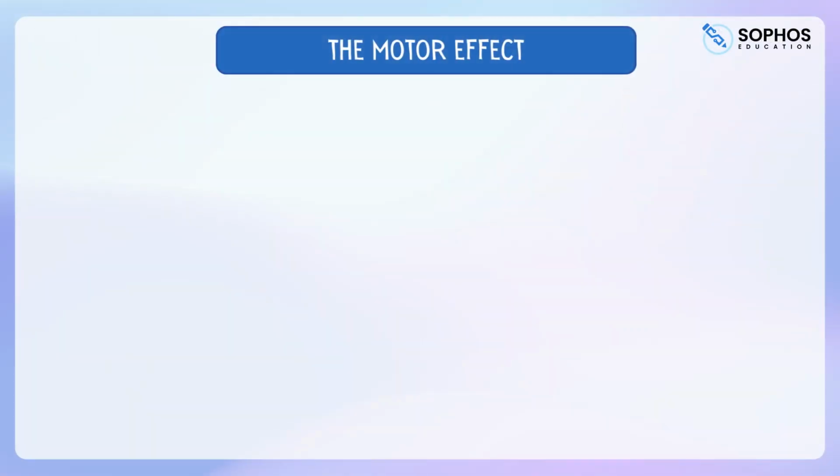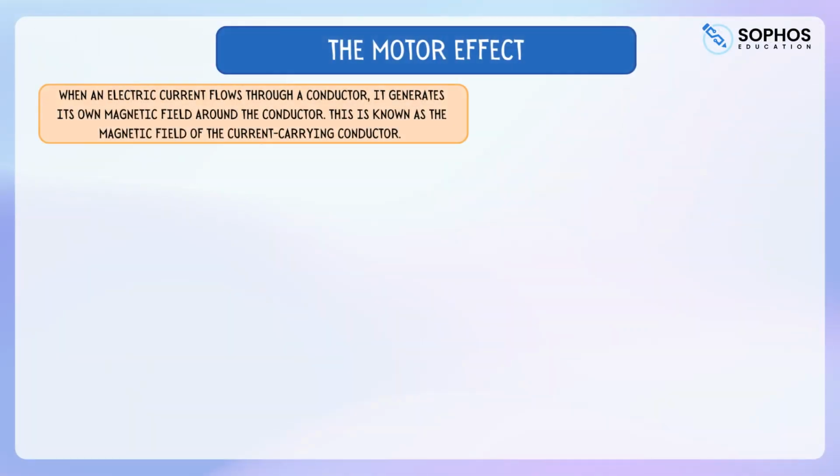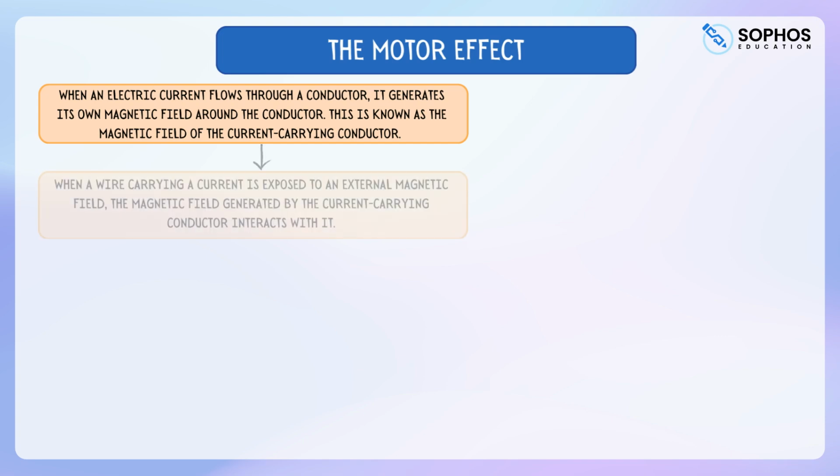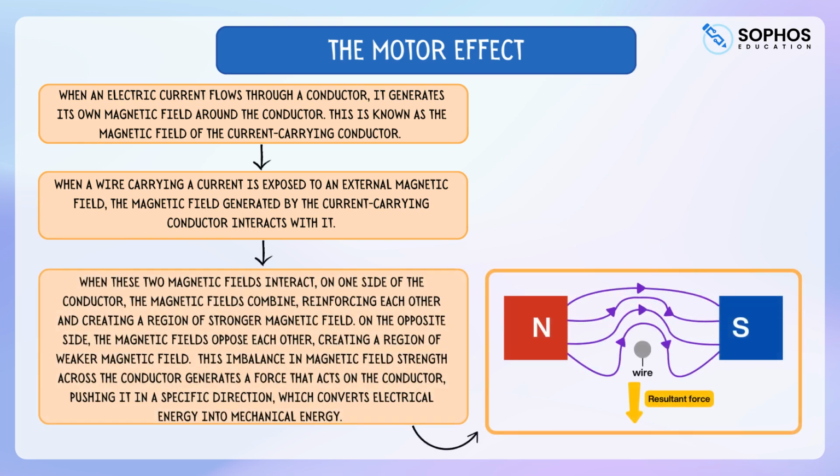In today's lesson, we delved into the motor effect. We learned that this occurs when a current-carrying conductor within an external magnetic field experiences a force due to the interaction of its magnetic field with the external one. This force leads to motion, fundamental in electric motors' operation, which convert electrical energy into mechanical energy.